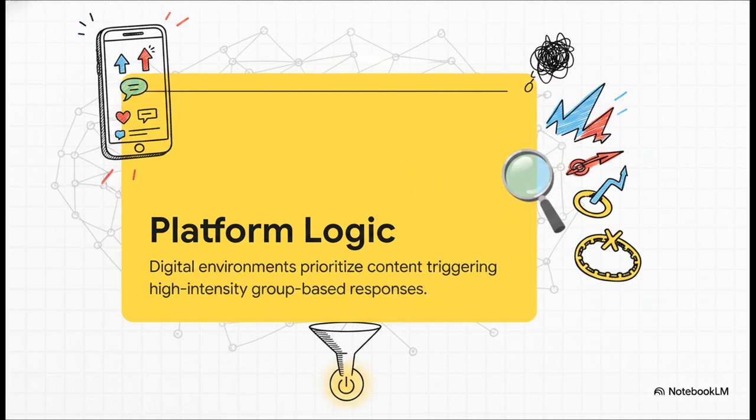platform distribution logic. This one anchors right into our everyday lives. Operational data confirms that our digital information environments are architecturally designed to prioritize content that triggers high-intensity engagement and group-based responses. It is purely structural. Digital platforms are built to trap us in intense emotional engagement entirely by design, simply because that specific logic is what sustains the platform's infrastructure. It really is incredible to see just how deliberately these spaces are engineered.